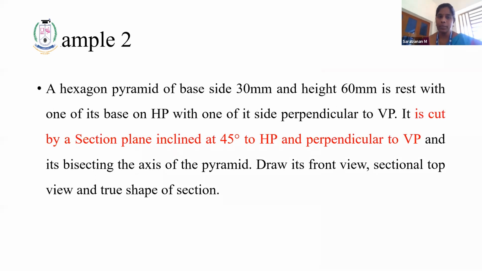A hexagonal pyramid of base side 30 mm and height 60 mm rests with its base on HP and one of its base sides perpendicular to VP. It is cut by a sectional plane inclined at 45 degrees to HP and perpendicular to VP and bisecting the axis of the pyramid. Draw the front view, sectional top view and true shape of the section.